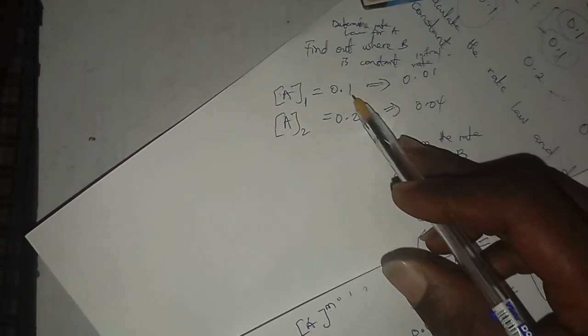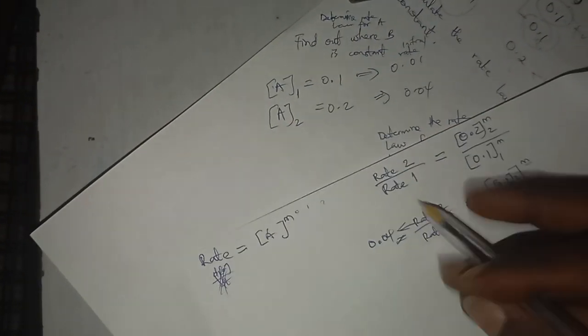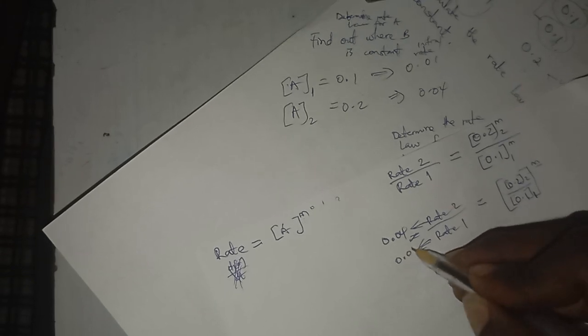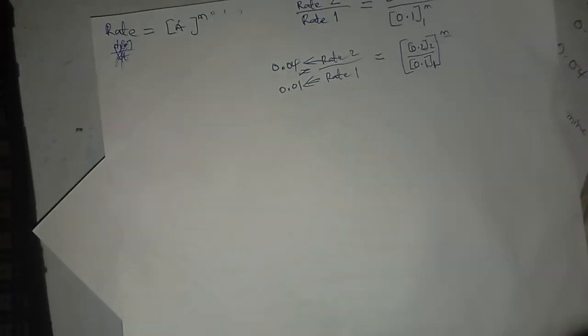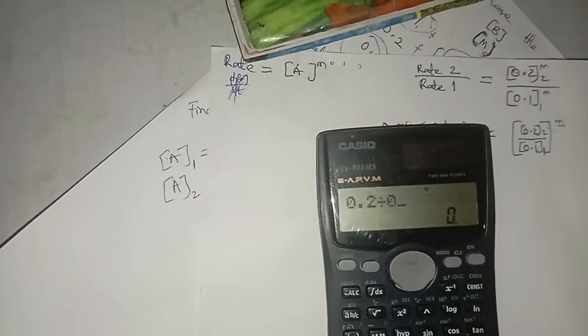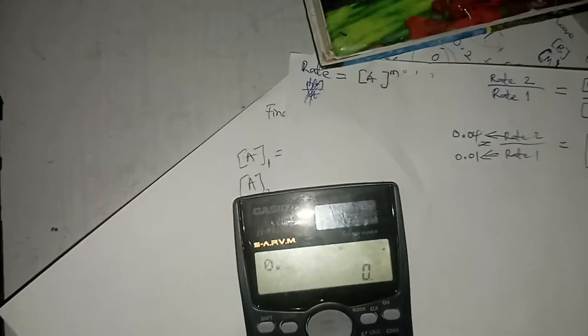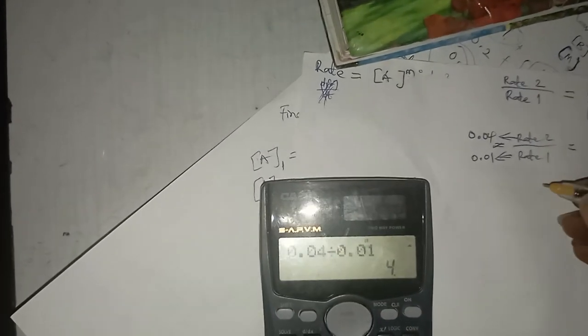Why? Look at it here, I already put it out. Because going back, this one is going to be 0.01. So by the time you're doing 0.2 divided by 0.1, that will give you 2, and 0.04 divided by 0.01 will give you 4.